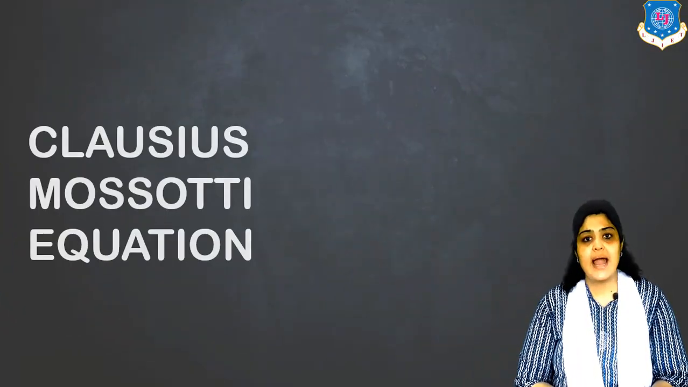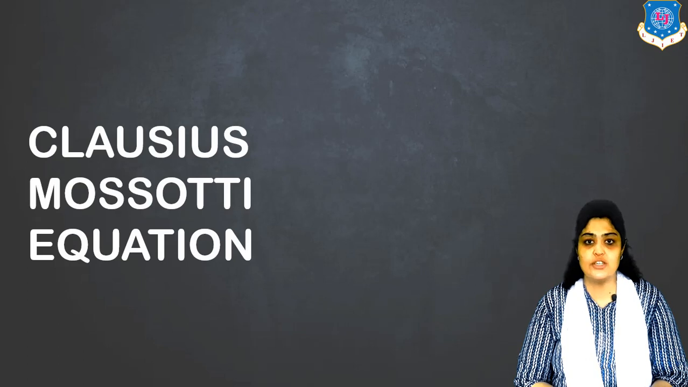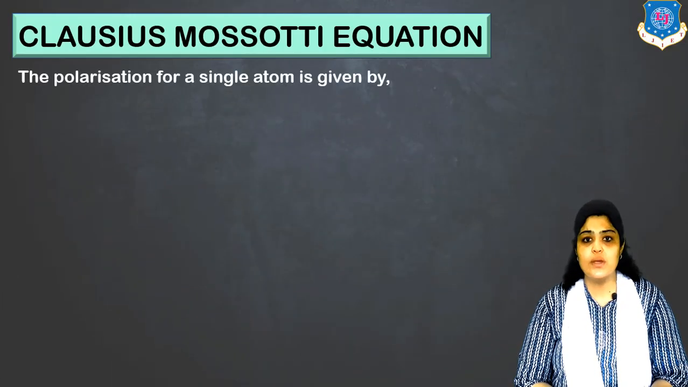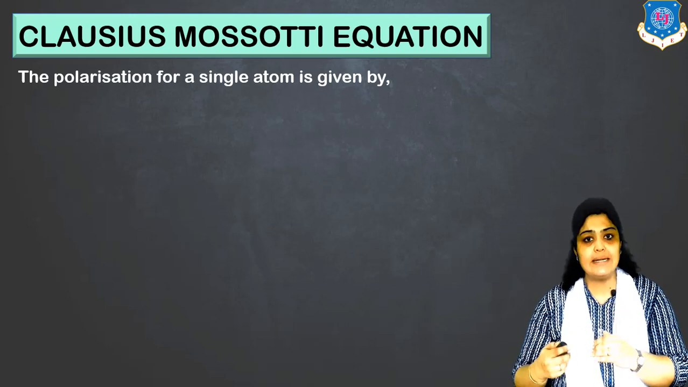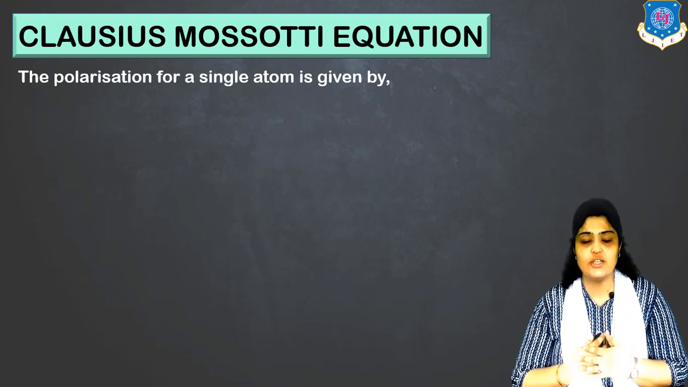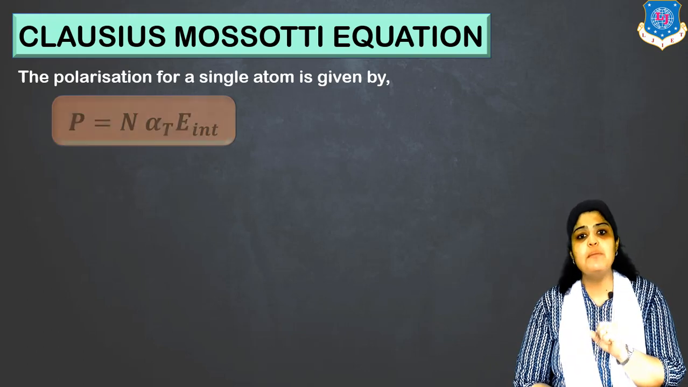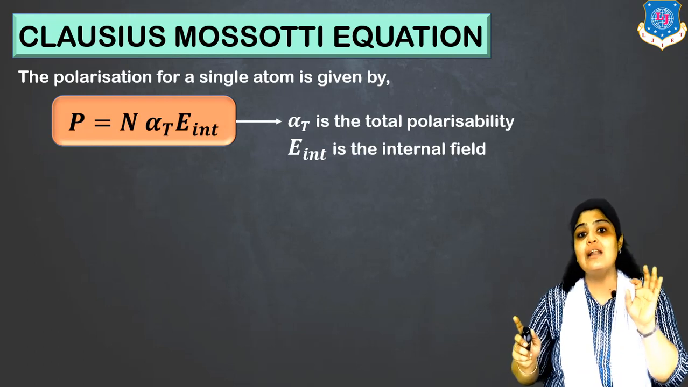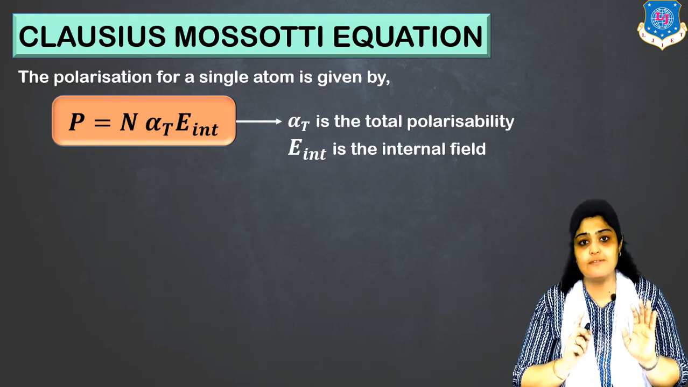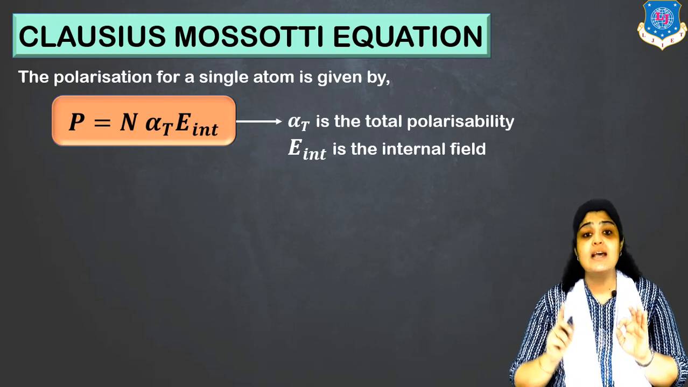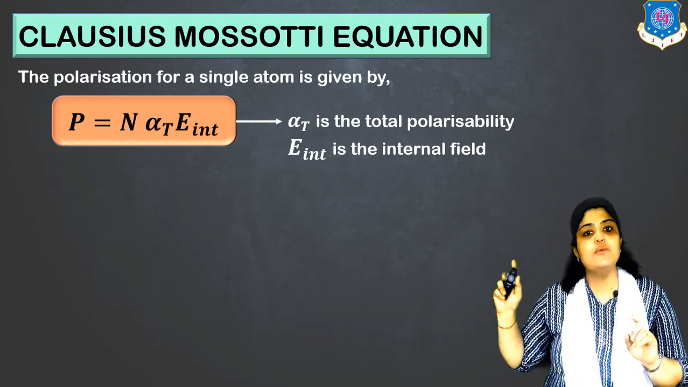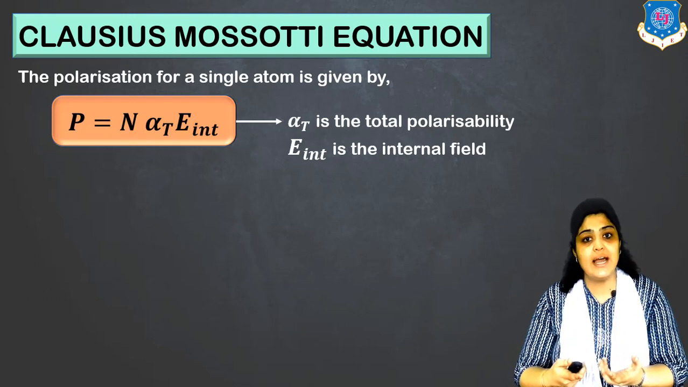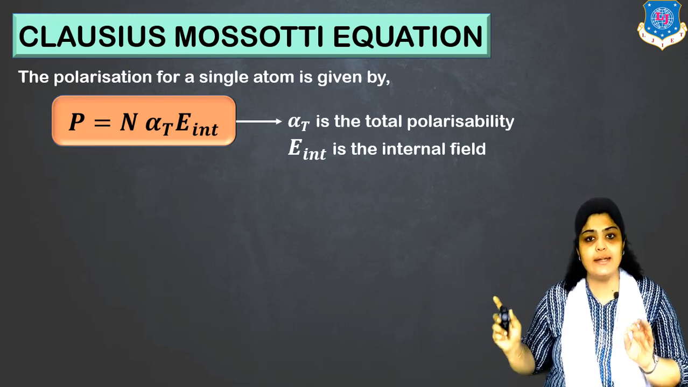Let's move ahead and discuss the Clausius-Mossotti equation. What is this Clausius-Mossotti equation? It relates quantities we'll be discussing at the end of the derivation. It's a small derivation. Now we know that polarization can be given by P equals N alpha E. This is how polarization is defined. But now I consider the total polarizability, so I have written alpha T. And we also know the internal field of a dielectric, so I have replaced E by E internal.